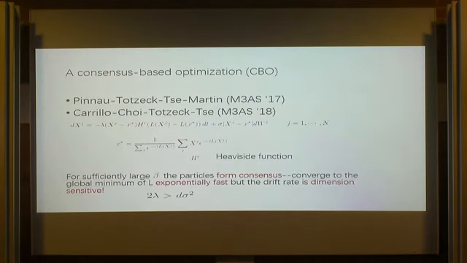The starting point of our work is two previous works. This group in Kaiserslautern, and later Jose Carrillo at Imperial College, joined the effort. What they do is they use this consensus type of model, particle models, which is very simple. It's a very simple model. So we have these m particles. The first one, forget about this Heaviside function, it's not very important.